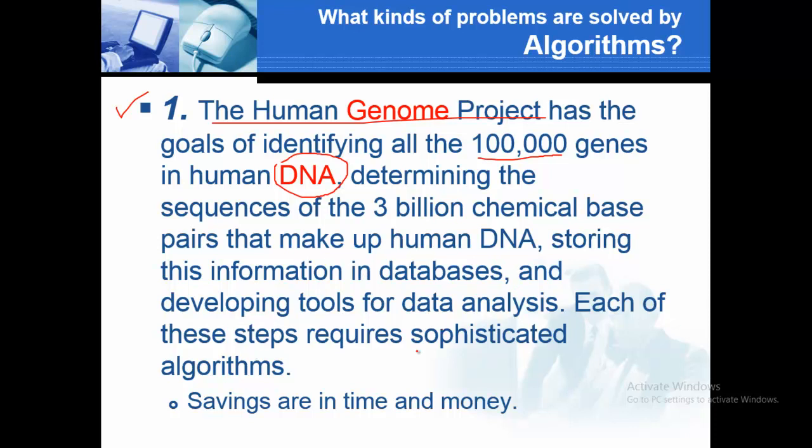Each of these steps requires sophisticated algorithms, and it saves time and money. In short, the number of these genes is a very large number. So using your mind, or a piece of paper or pen, you cannot solve such problems, so you need to have an algorithm for solving such problems.